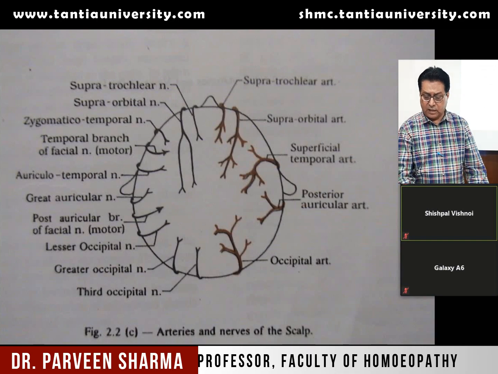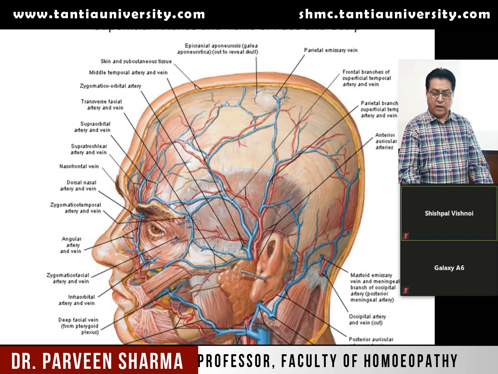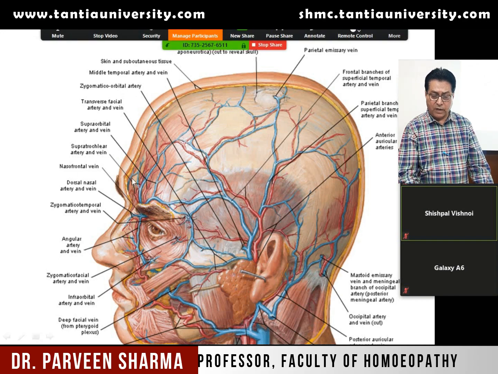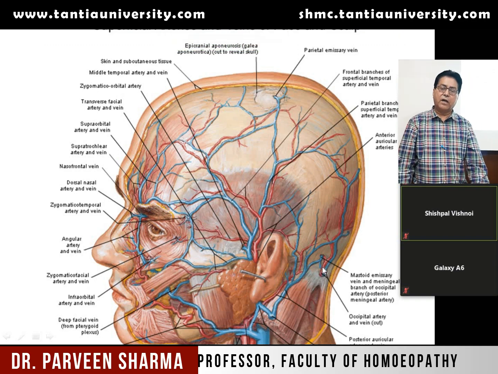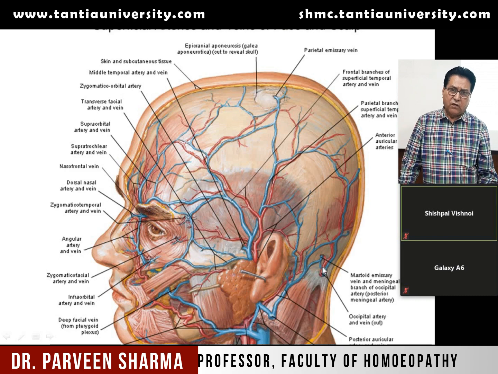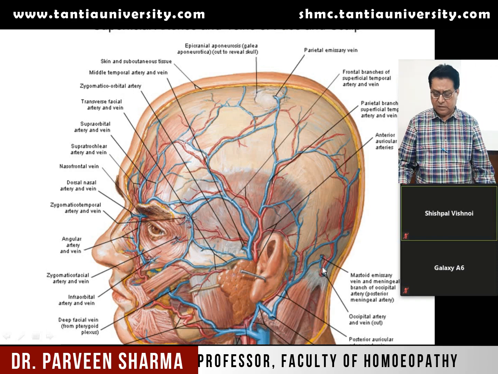Now we'll see another diagram. Same thing. If you see here, the blood supply. You see the arteries here: you have the supratrochlear and supraorbital. Here you have supratrochlear, supraorbital, and the superficial temporal. Behind you have the posterior auricular and then the occipital. Red color are the arteries and blue color are the veins. The venous drainage of the scalp is common for the venous drainage of the face as well as the scalp. So in the next lecture, when we do the face, we will study the venous drainage of the face. Same will be the venous drainage of the scalp.